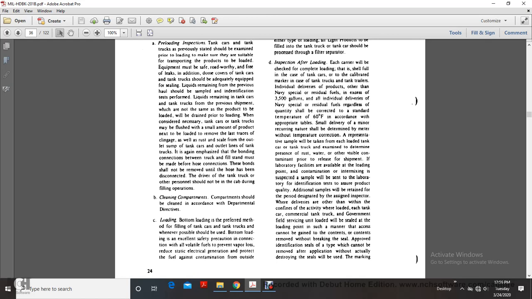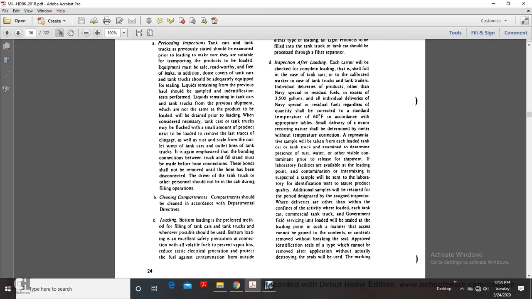A sample will be taken from each loaded tank car and tank truck so the examiner can determine the temperature and the presence of rust, water and other visible contamination prior to the release of the shipment. If a laboratory facility is available and contamination or intermixing is suspected at the loading point, a sample will be sent to the laboratory for testing.